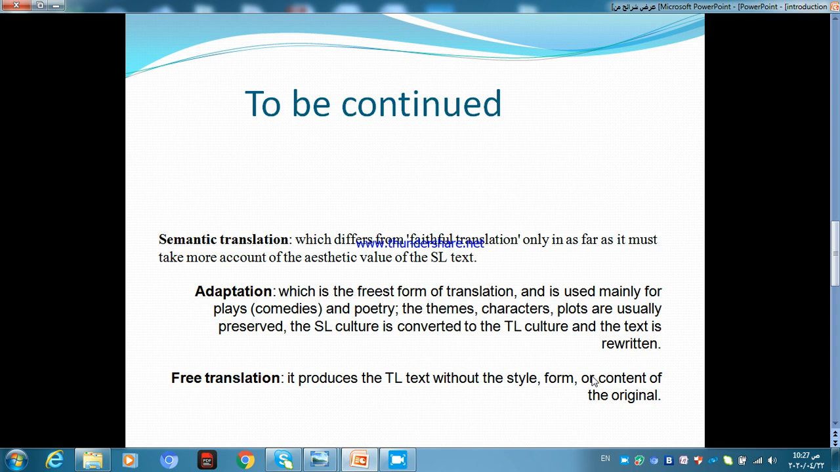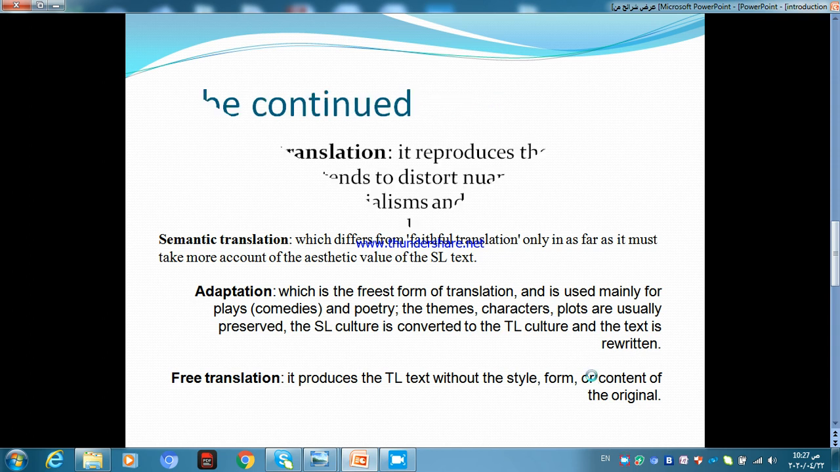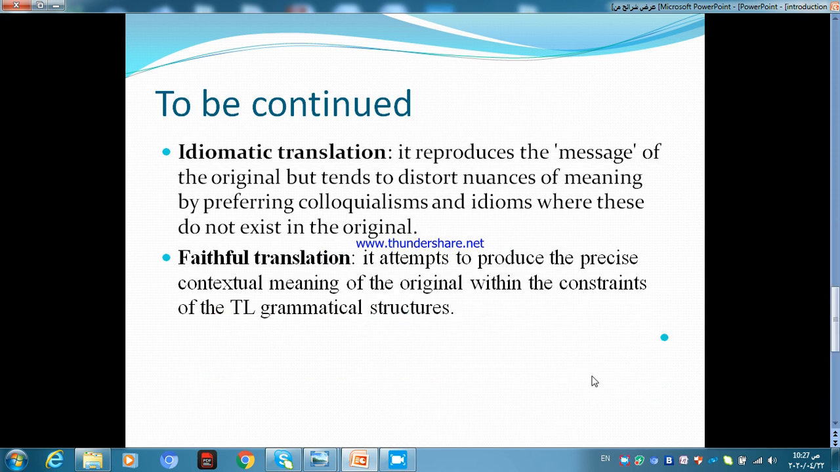Free translation is produced by the target language text without the style, without the form, without the content of the original. That is to say that the translator is free when he tries to transfer everything found in the source text. And we have another two methods of translation.